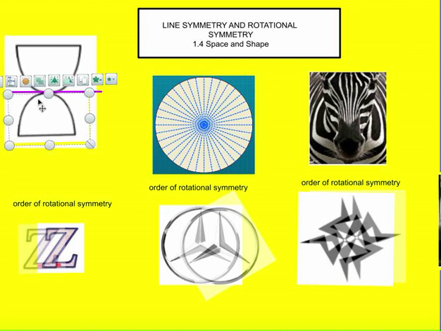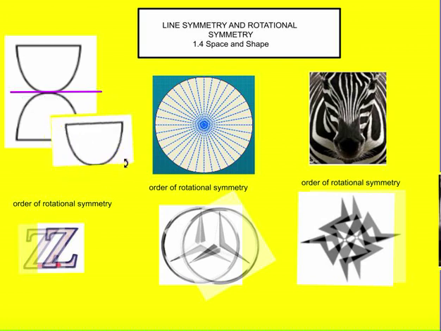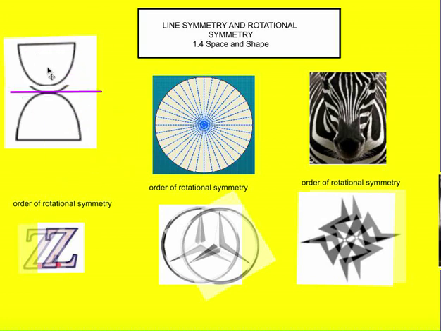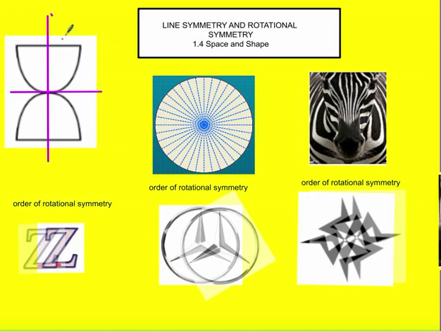If I click on this and rotate it like that, you'll see that it is a perfect reflection. This particular shape also has another line of reflection, a vertical one. And so we see that this particular shape has two lines of symmetry. Two lines of symmetry right here.